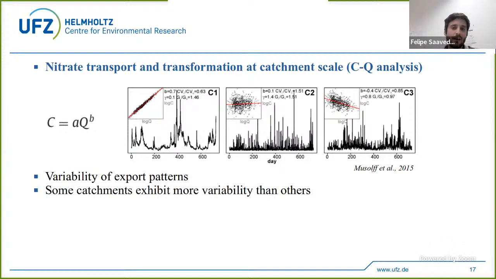But other catchments show different behaviors. For example, this one shows no relationship, I would say. And this other one, a negative slope, called dilution. The way to analyze this typically is to use log scale. So log C versus log Q, and you can fit a linear regression; in the other space it is a power law. And then we will have different export patterns, so these slopes here. But at the same time, you see different levels of variability around the axis for different catchments.